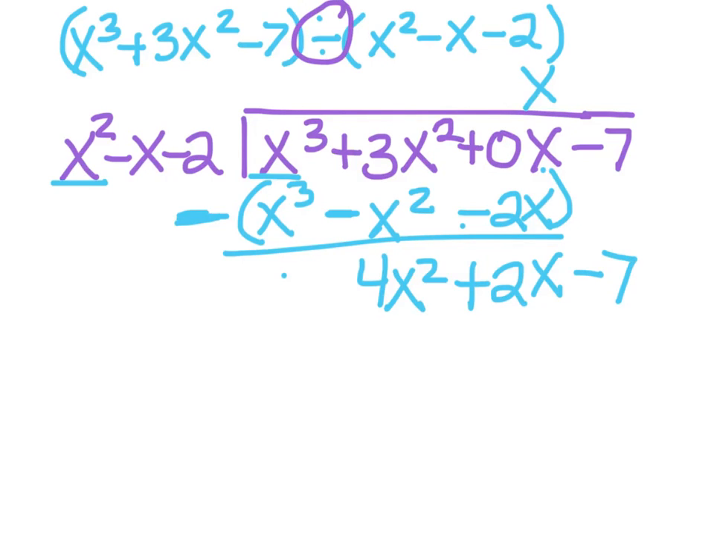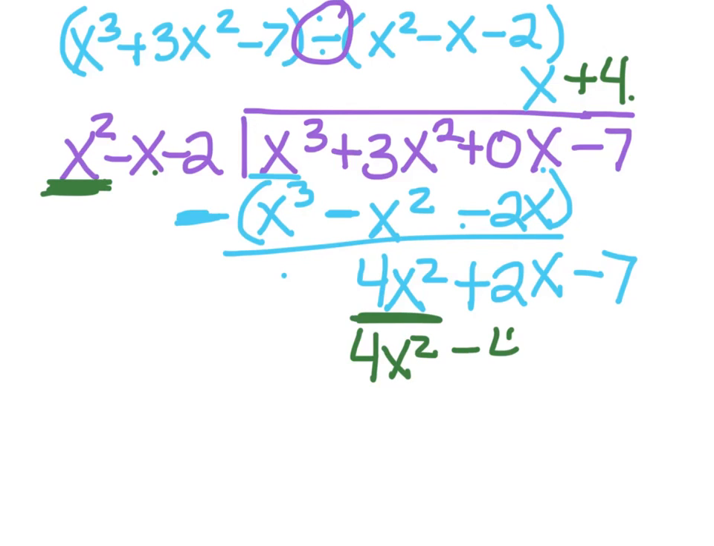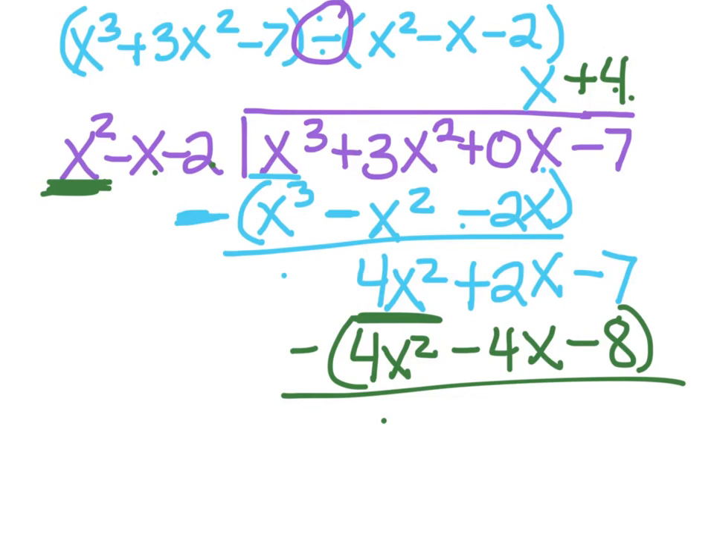Alright, so we repeat. X squared goes into 4x squared, positive 4 times. And we multiply. 4 times x squared is 4x squared. And 4 times negative x is minus 4x. And 4 times negative 2 is minus 8. So we're going to subtract the entire line. We get nothing. 2x minus negative 4x would be 6x. Negative 7 minus negative 8 would be plus 1. And x squared doesn't go into 6x, so this is our remainder.